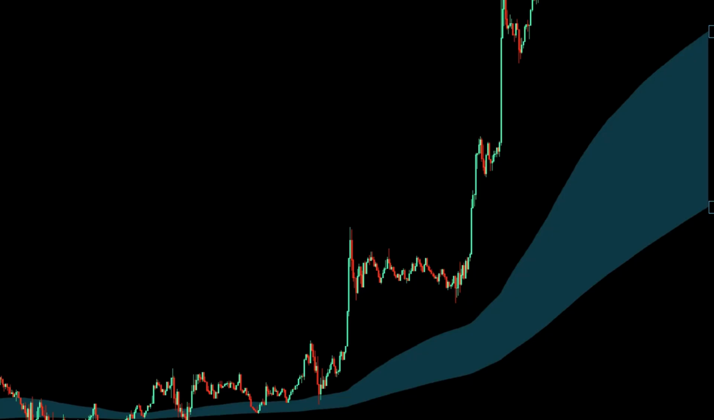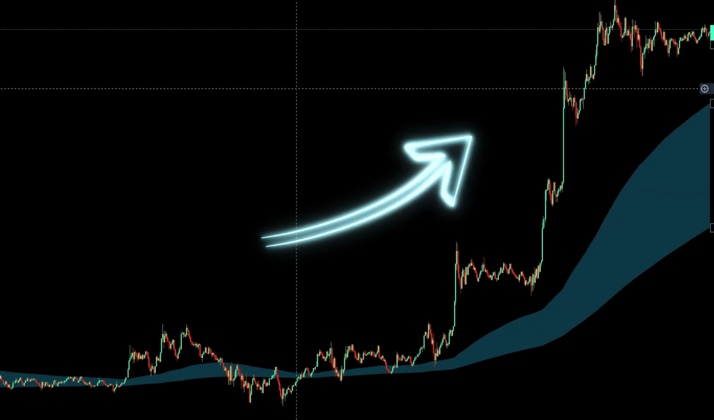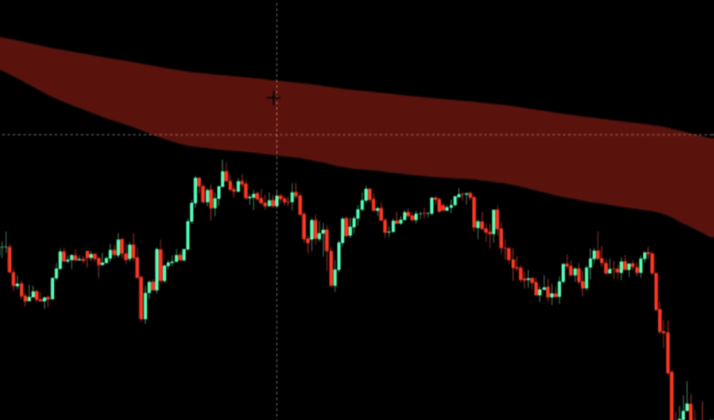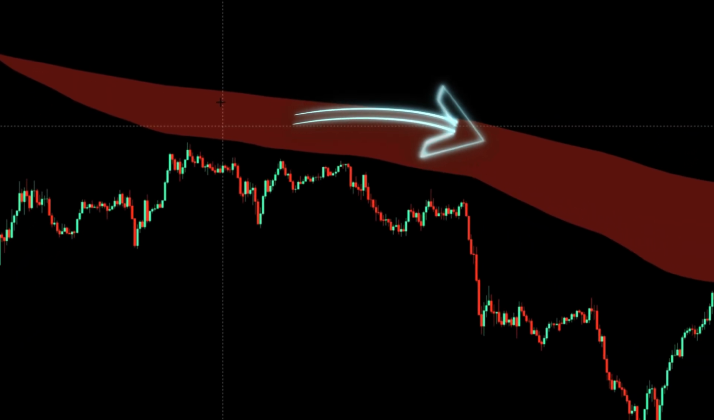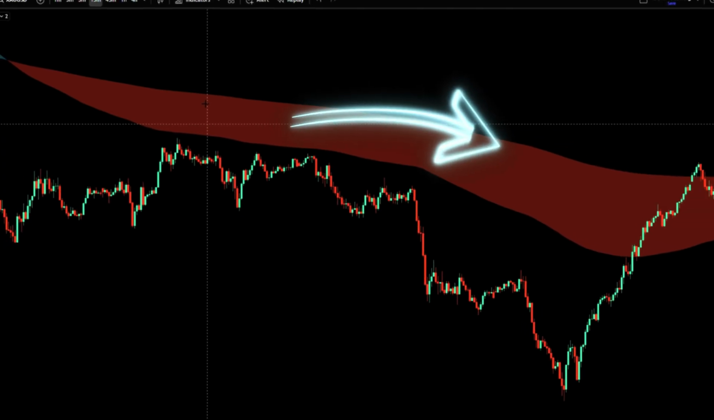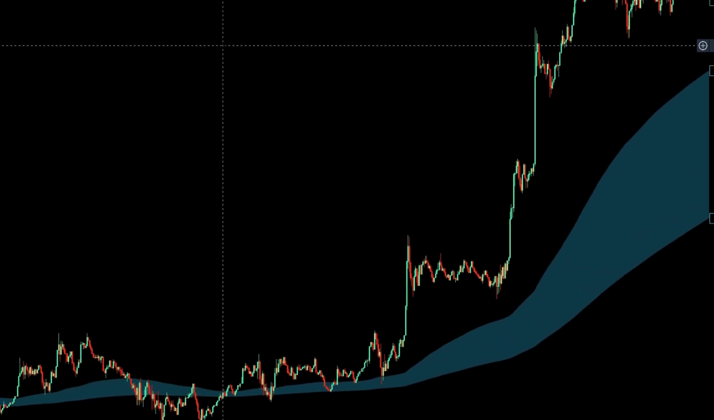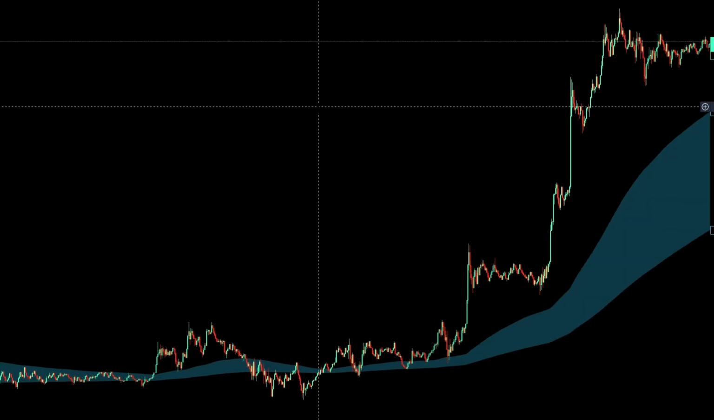If it's green and price above it, we're only looking for buy trades. If it's red and price is below it, we're only looking for sell trades. This one filter will save you from 1,000 bad decisions, and now the system is complete. So here are the rules of engagement. They're not suggestions. For buy trades, non-negotiable. First, the trend. The EMA cloud must be green and price must be above it.